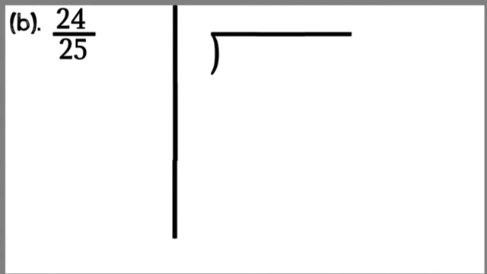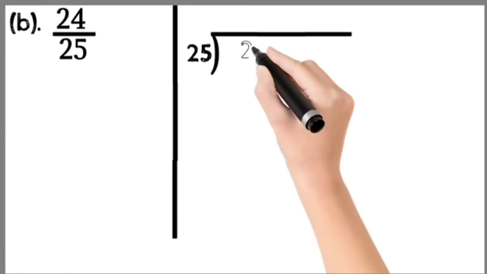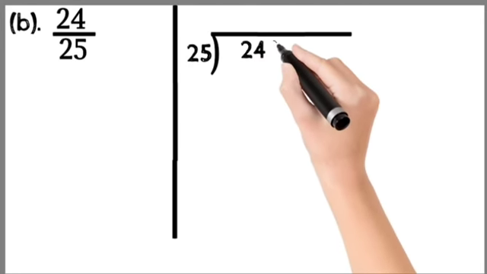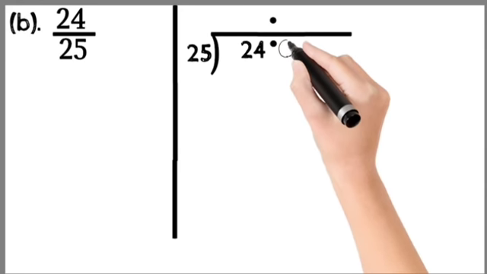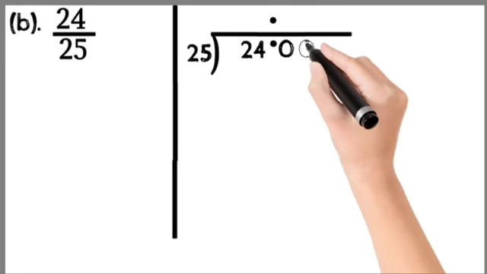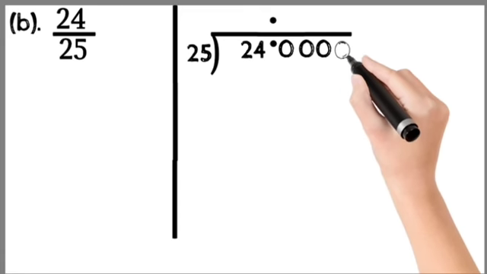So in this case my divisor is the denominator, that is 25. So let me write the divisor as 25, and then the dividend is 24. Then the same process: I will write one decimal point after the dividend. Then I will write some zeros so that I can continue my division. So let me write 4 zeros.